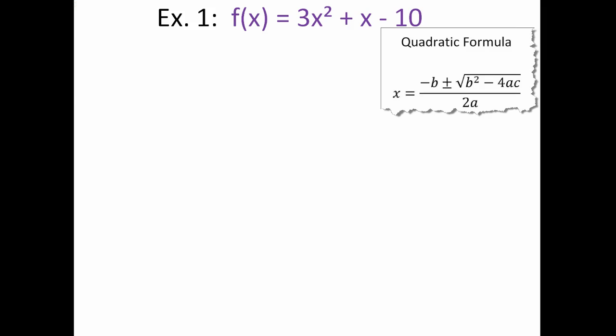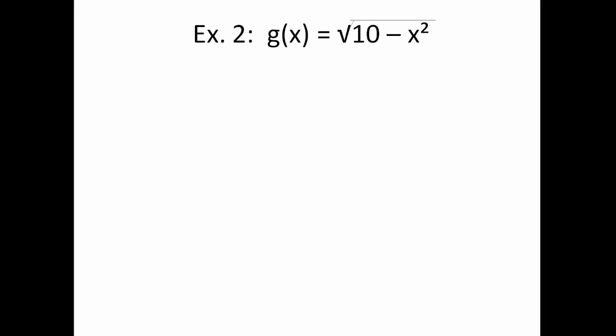So let's take a look at the second example. In this example, we want to find the zeros of g of x equals the square root of 10 minus x squared. And I know my square root symbol looks a little weird there, but that's because I couldn't really draw it on this program. So the first step, and I don't need to apply the quadratic formula to this one because I don't have an equation in the form of a quadratic, so I'm just going to have to use basic equation solving techniques on this one.